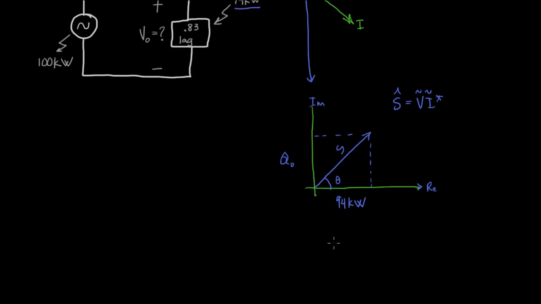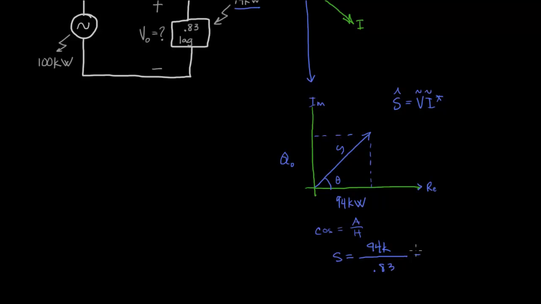we can solve for S, because we have a length of a side and we have an angle. So the cosine equals adjacent over hypotenuse. And so the hypotenuse, which is S, equals the adjacent side, which is 94 K, over the cosine of theta, which we happen to know is 0.83.